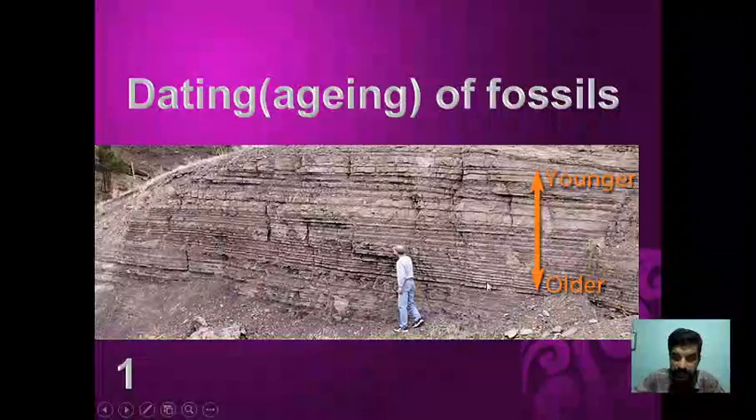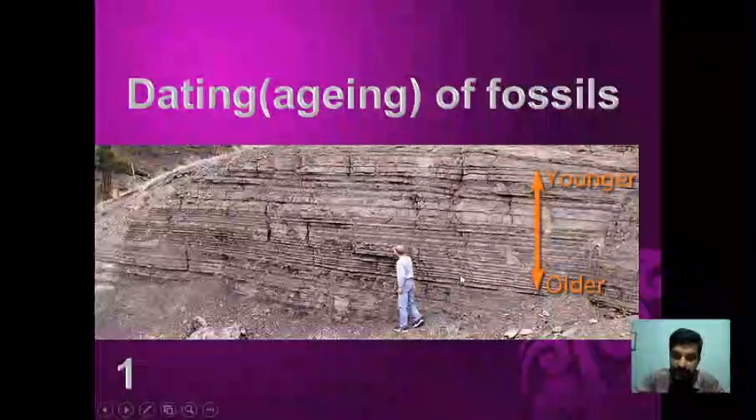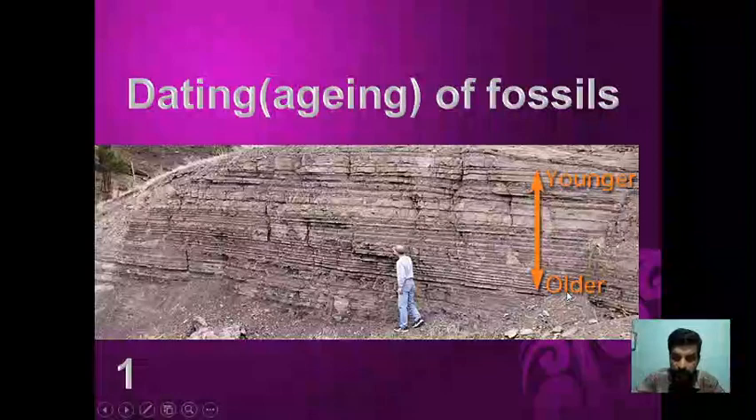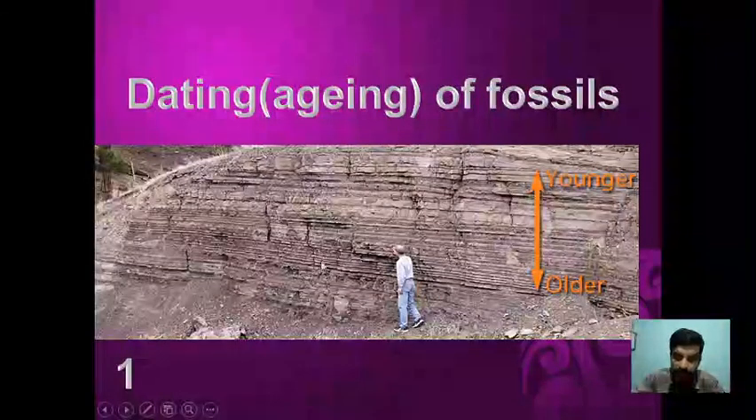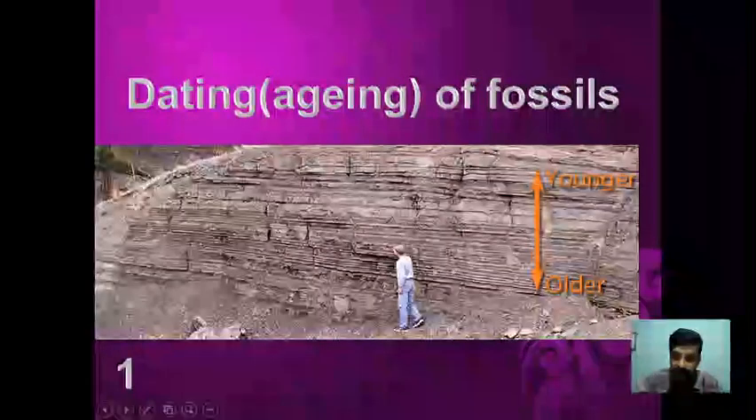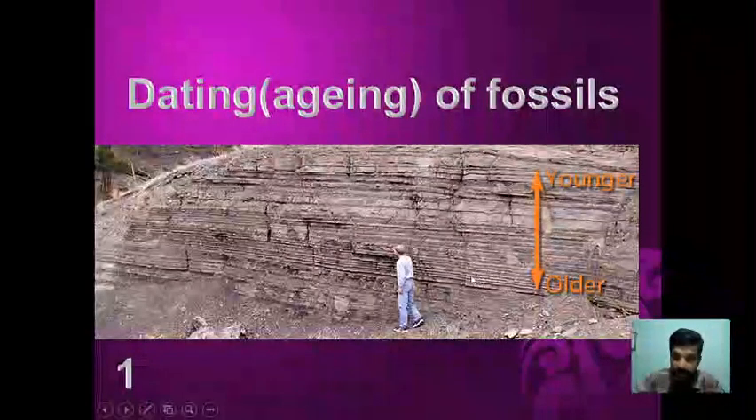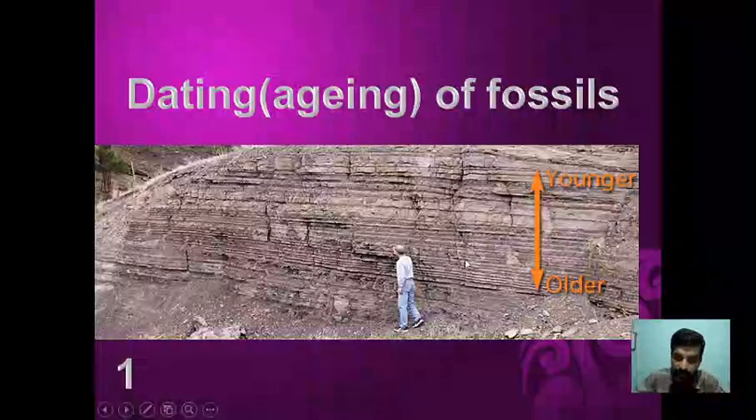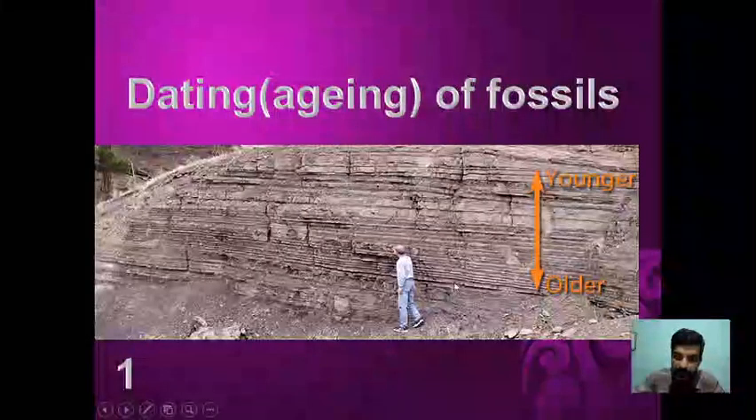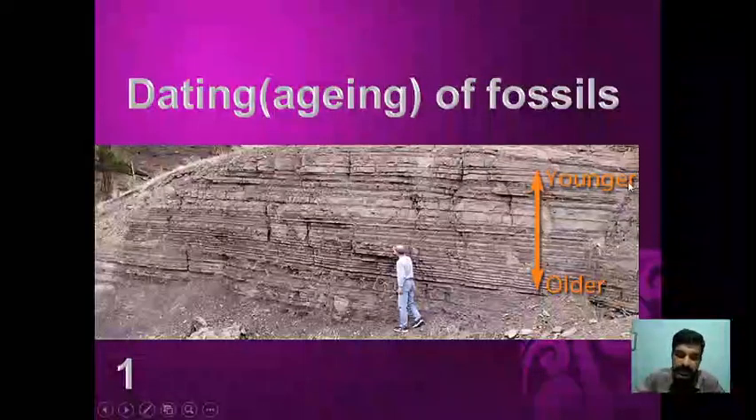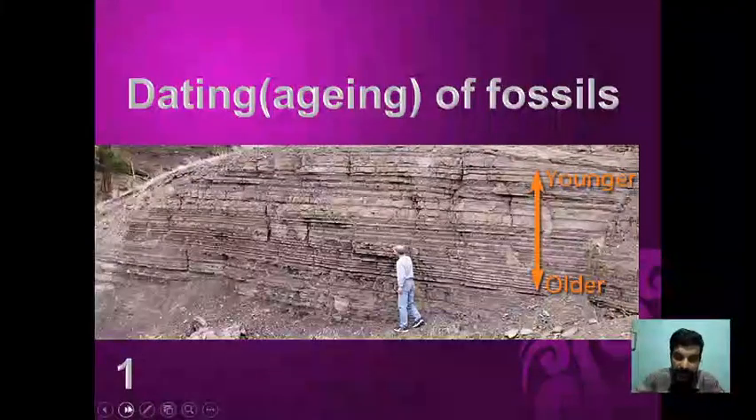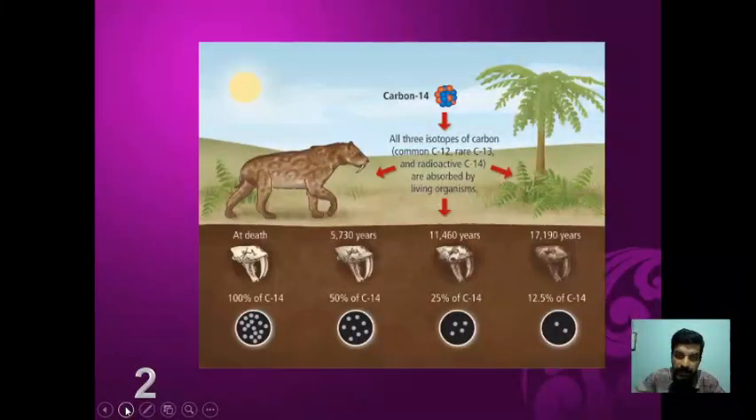So the organism that is found at the bottom of the layers of sedimentary rocks will be older and the one at the top will be younger, because the bottom one formed very early. That means it is carrying all the organisms that were present at that time. So when you cut open a particular sediment, the fossils found at the bottom will generally be older and the ones found at the top of the layers will be younger fossils.